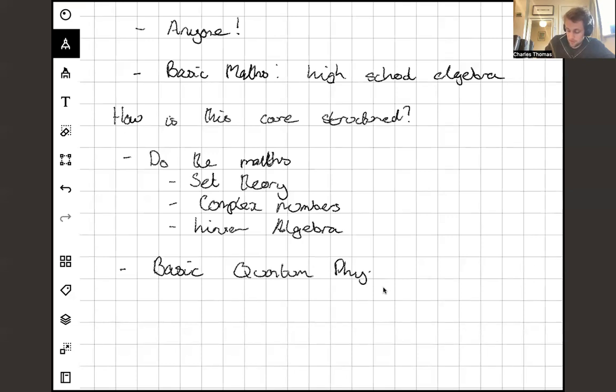This will put us to the point where we can finally do real quantum computing.